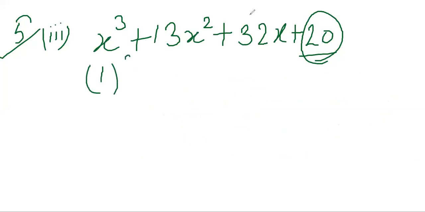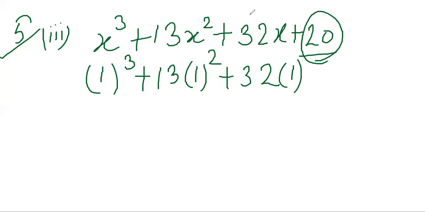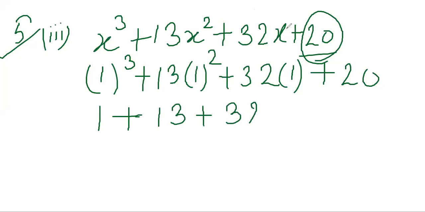1 cube plus 13 into 1 square plus 32 into 1 plus 20. That is 1 plus 13 plus 32 plus 20. You can see it's not equal to 0.